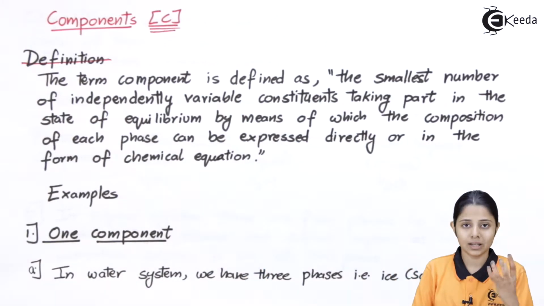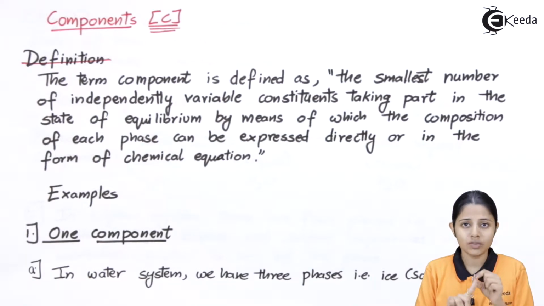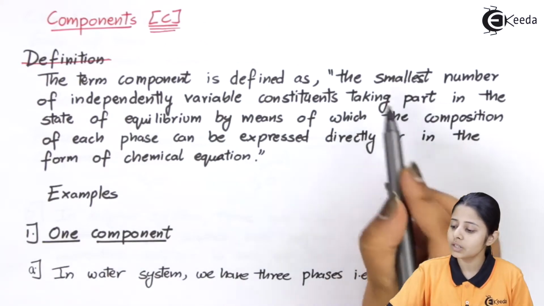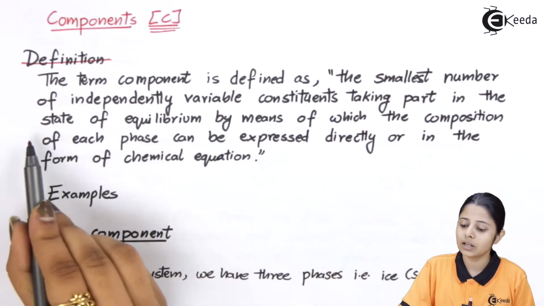For example, let's take water. Water can be in three forms: solids, liquids and gases. Now solid will also have certain particles in it, liquid phase will also have particles in it, and the gaseous phase will also have particles in it. So the constituents of ice, water or water vapor are my components. They are independent and they are variable. So I have the smallest number of independently variable constituents taking part in the state of equilibrium.